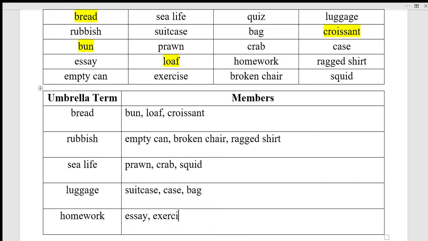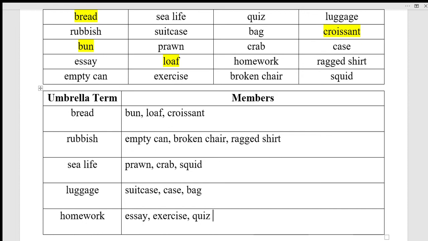Exercise. Exercise boleh dikira. So you can say, oh, how many exercises do we have to do? Berapa exercise yang kita perlu buat? Exercise boleh dikira. And what about the last one? The last one is quiz. Quiz boleh dikira. Tapi homework tak boleh. We cannot say a homework, but we can say an essay, an exercise, or a quiz.